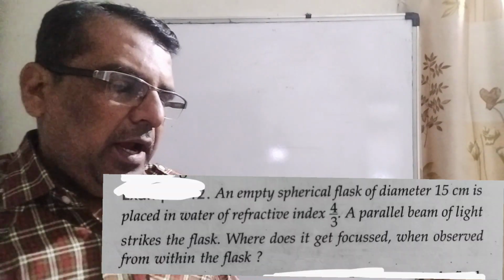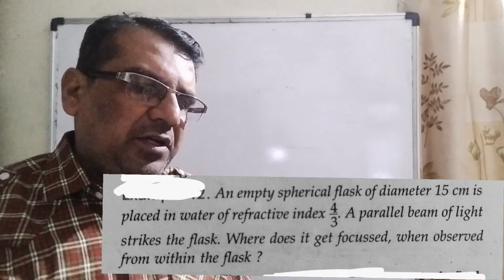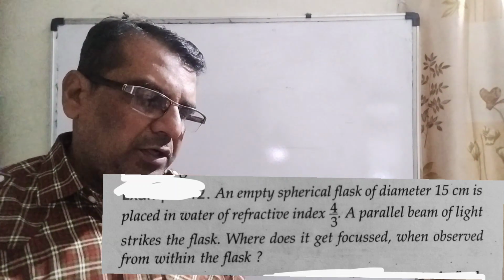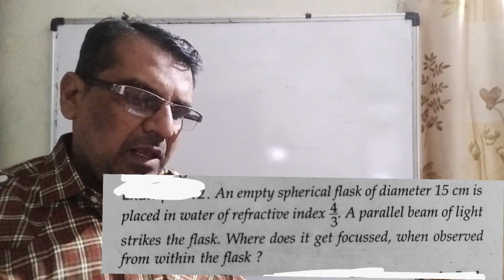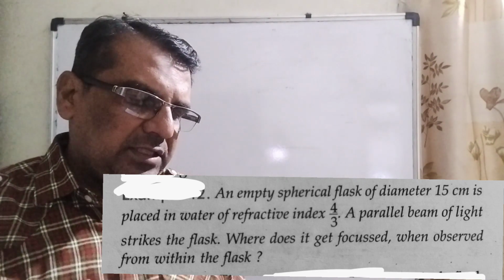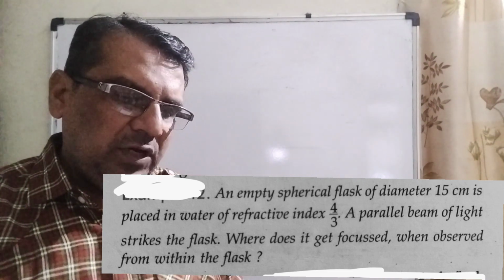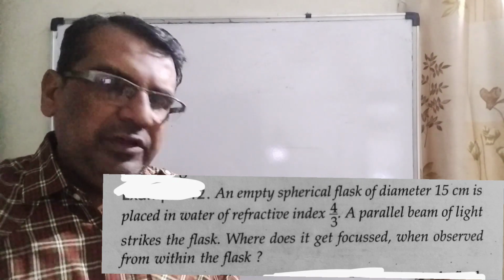Next question. An empty spherical flask of diameter 15 cm is placed in water of refractive index 4 by 3. A parallel beam of light strikes the flask. Where does it get focused when observed from within the flask?